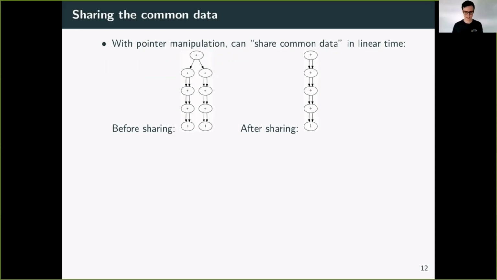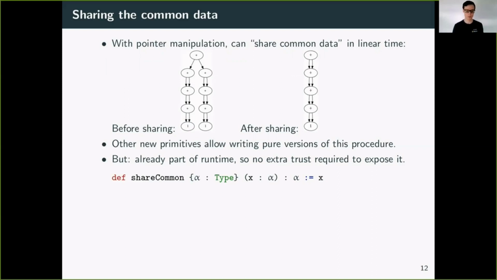And now in the paper, we introduce additional primitives that allow writing pure versions of this procedure from first principles in linear time. But Lean, as part of the Lean runtime, we already have a high performance version of this procedure that applies to objects of any type. So there's no additional trust required to simply expose it. So we present a new primitive, share common, whose reference implementation is just the identity function, and actually takes no additional preconditions, but under the hood, it's going to use the runtime support to share the common data inside x.